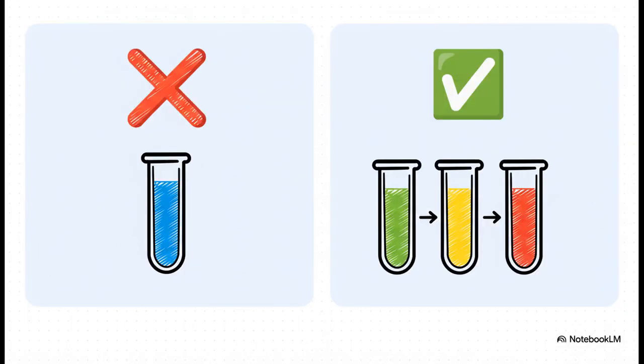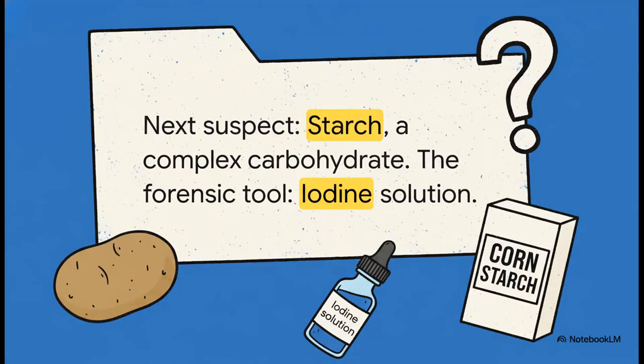And here's the moment of truth. If there's no sugar in our sample, the solution just stays that same old blue color. But if simple sugars are present, bam, we get this dramatic color change. It could be green, yellow, or even a deep brick red. Case closed on that one. All right, on to our next suspect.